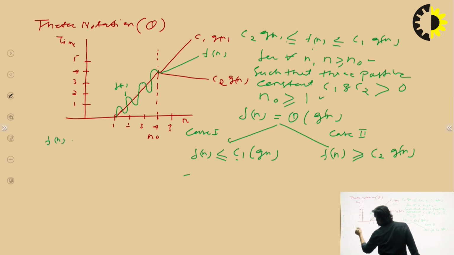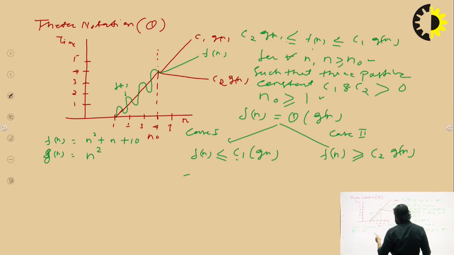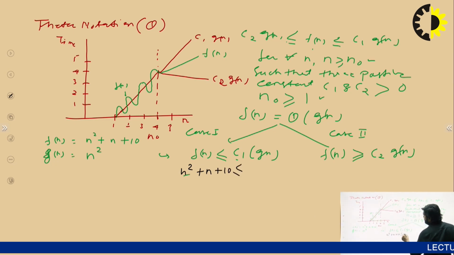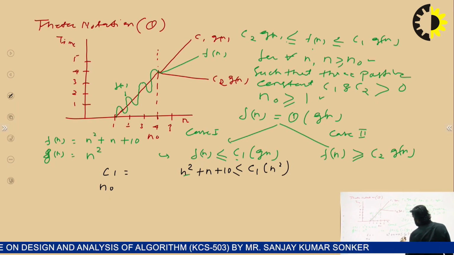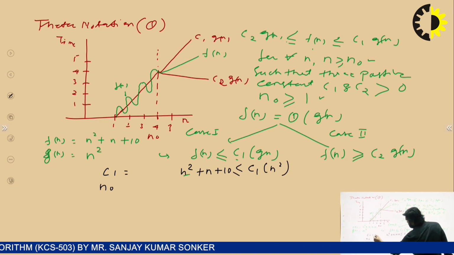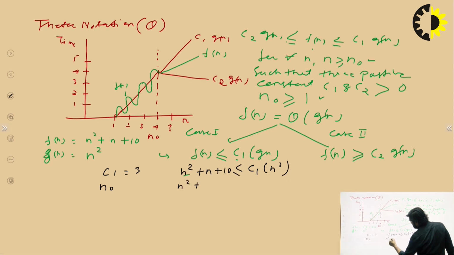We take a function f of n equal to n square plus n plus 10, and g of n is given as n square. Okay, observe it. First we check this notation and this notation. Observe the value: f of n, n square plus n plus 10, is less than or equal to constant C1 n square. We calculate the value of C1 and n naught. Now observe here. We take a value 3: n square plus n plus 10 is less than or equal to 3 n square.